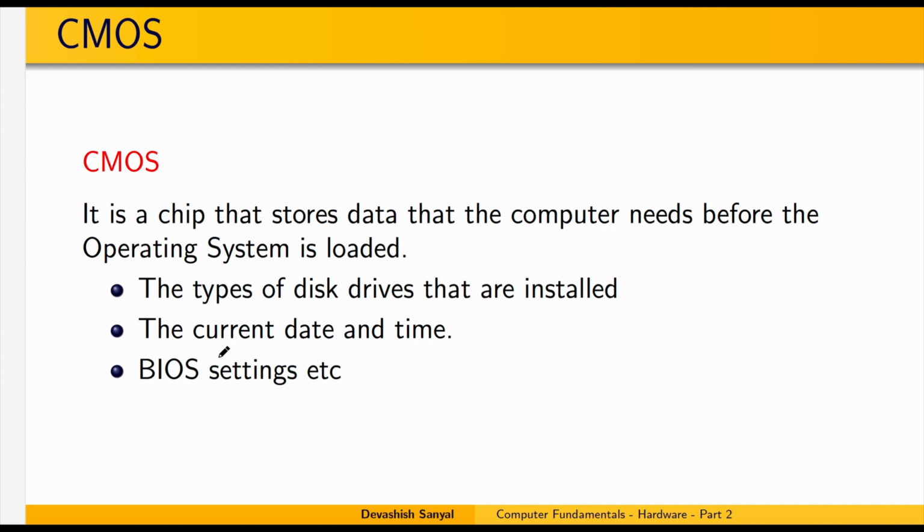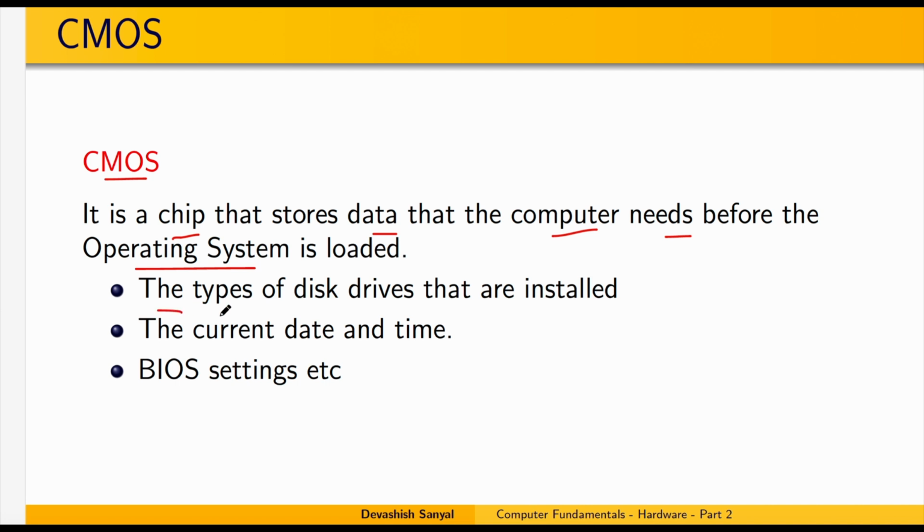Then we go to CMOS. CMOS is a chip. CMOS is also a chip that is on the motherboard. It is a chip that stores data that the computer needs before the operating system is loaded. So before the operating system is loaded, the computer needs some information, and that information is stored in CMOS. So what are the kinds of information that is stored in the CMOS?